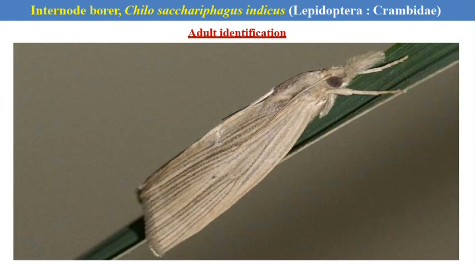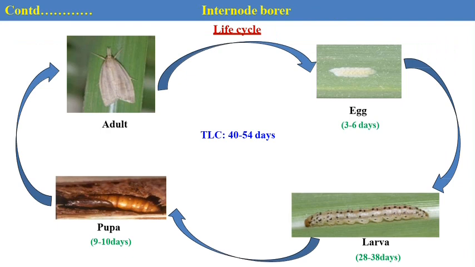Third borer is internode borer, Chilo sacchariphagus indicus. Internode borer is a lepidopteran pest. Hence, it has four different life stages: egg, larva, pupa, and adult.